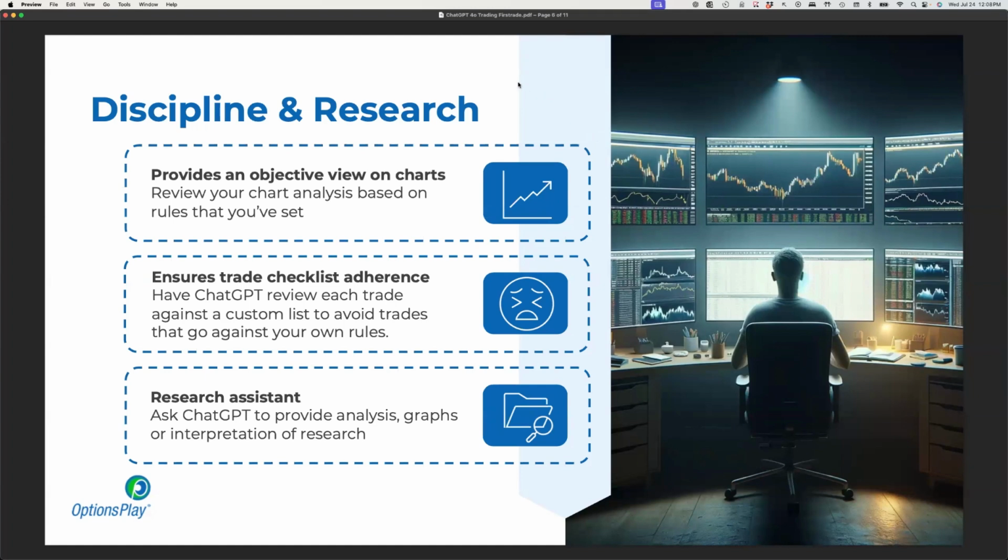So those are the few different use cases that I've come up with. There are far, far more use cases that you could potentially come up with, but I think this gives a pretty good starting point for a lot of investors who may not be using ChatGPT today, to understand what the power of AI is going to be in helping you become a better trader.